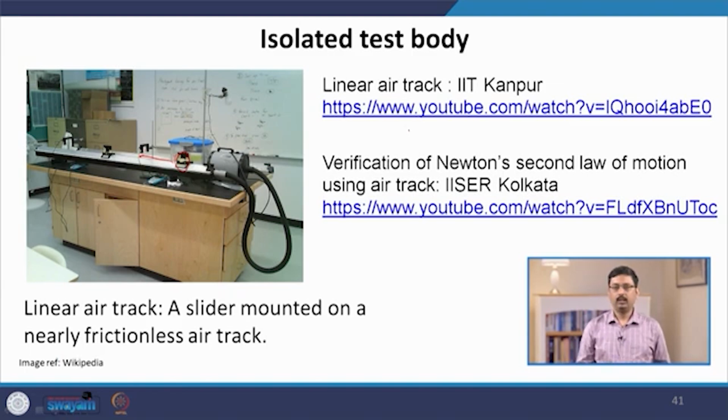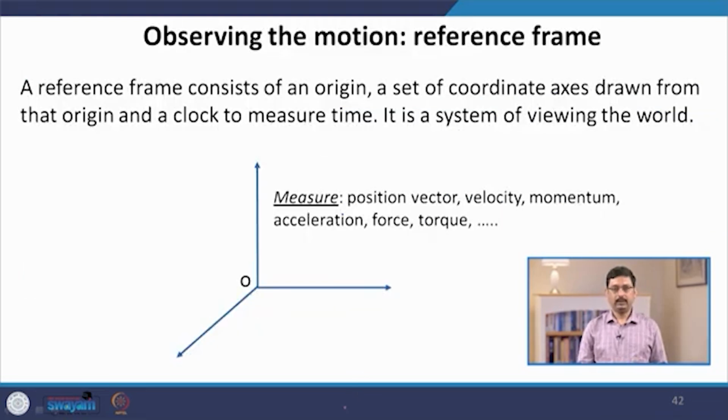I have put a couple of YouTube links where a video demonstration of the motion of the slider on the linear air track is shown. The first one is taken from a demonstration in IIT Kanpur, and the second one is a more detailed explanation of what this linear air track is and how to use it to experimentally verify Newton's second law, from IISER Kolkata.